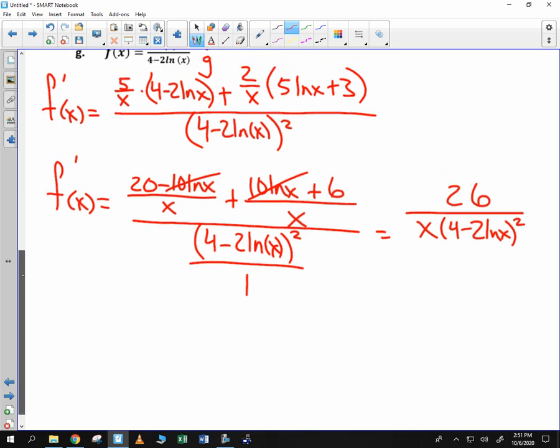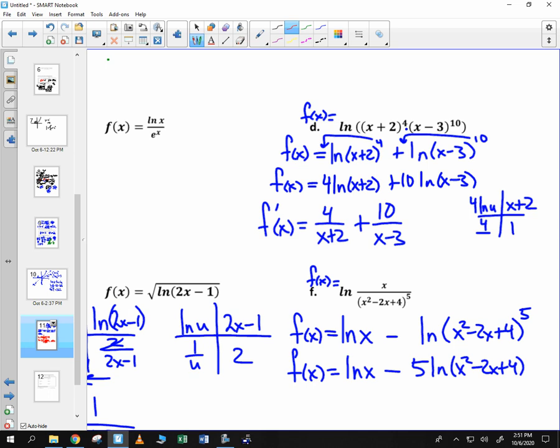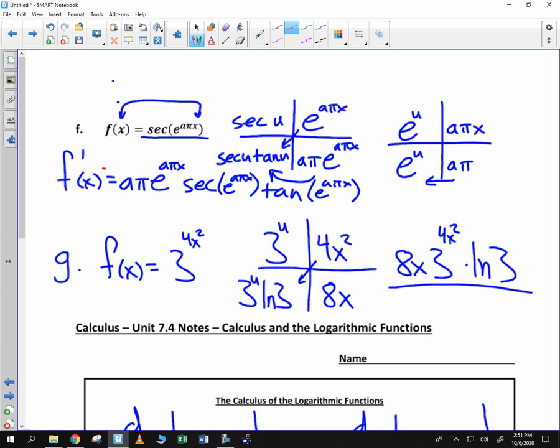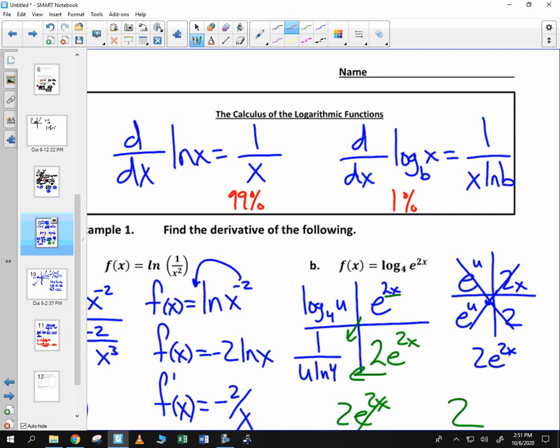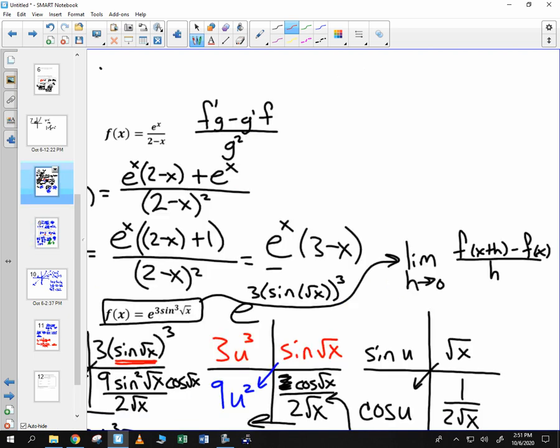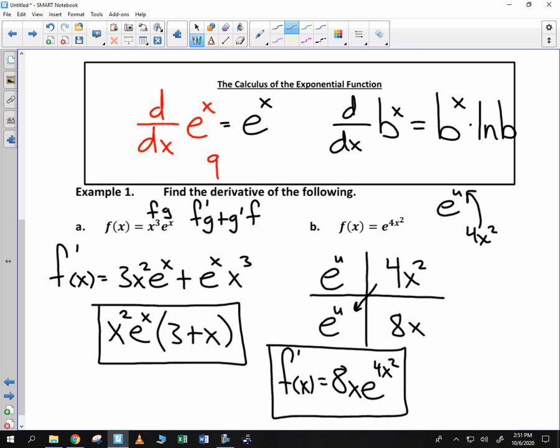So, some good problems. The big key to remember is that the derivative of the natural log of x is 1 over x. This will be 99% of the time you'll be using that derivative. Only 1% of the time will you use that. Same thing as you look above for the previous problems. 99% of the time you'll be seeing the derivative of e to the x is e to the x. Only 1% of the time will you see that form, which is why we practiced it the way we did.